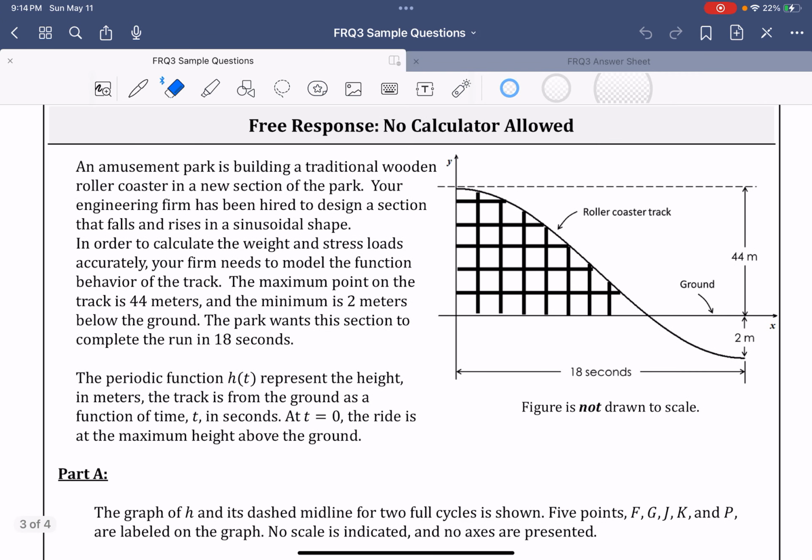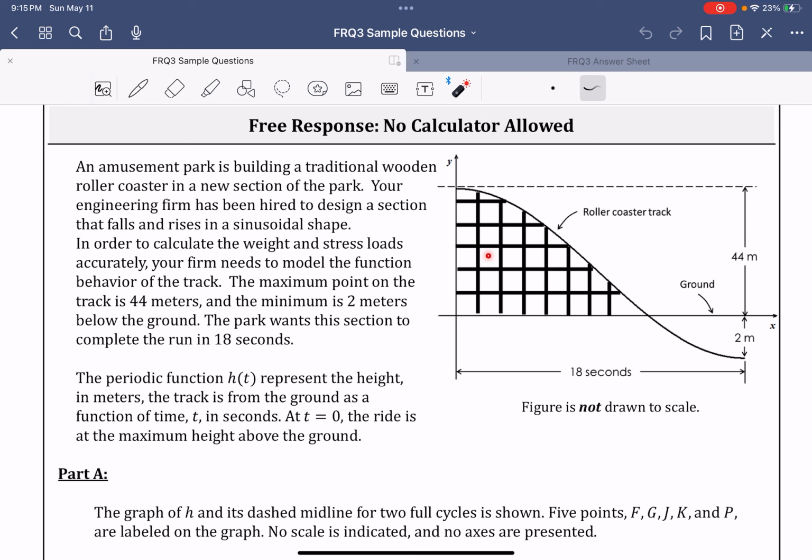An amusement park is building a traditional wooden roller coaster in a new section of the park. Your engineering firm has been hired to design a section that rises and falls in a sinusoidal shape. In order to calculate the weight and stress loads accurately, your firm needs to model the function behavior of the track. The maximum point of the track is 44 meters, and the minimum is 2 meters below the ground. The park wants this section to complete the run in 18 seconds. So the periodic function h of t represents the height in meters the track is from the ground as a function of time t in seconds. So at t equals 0, the ride is at a maximum height above the ground.